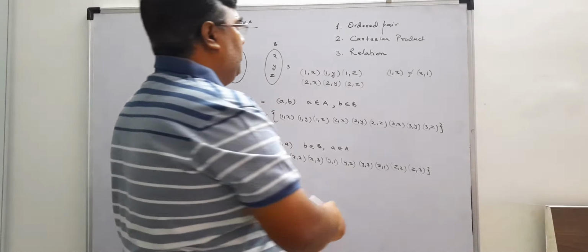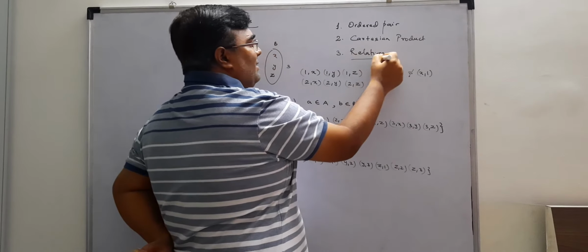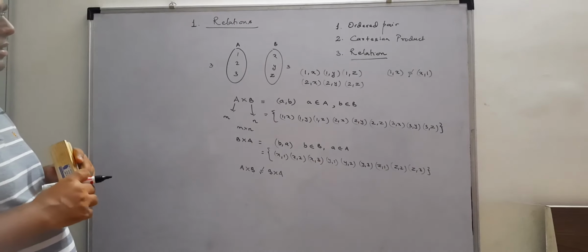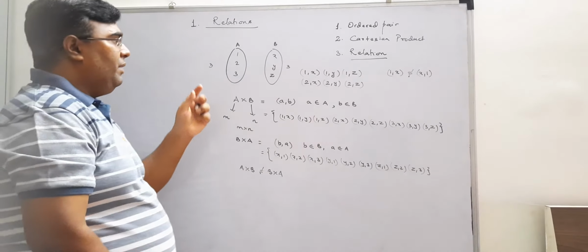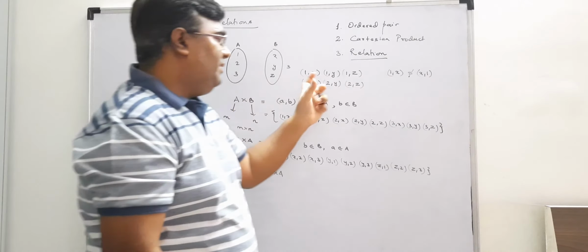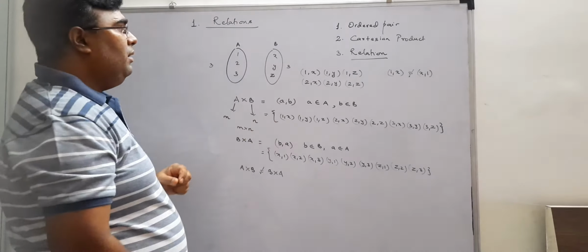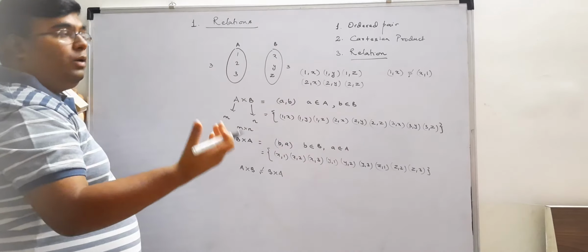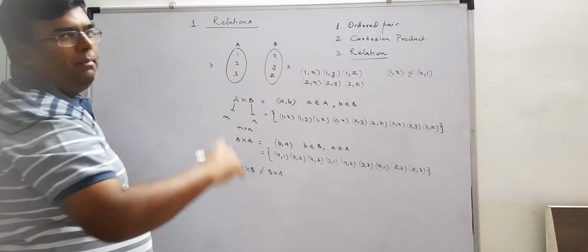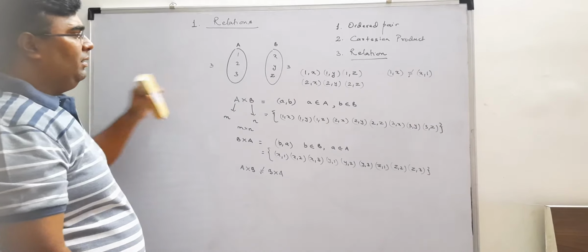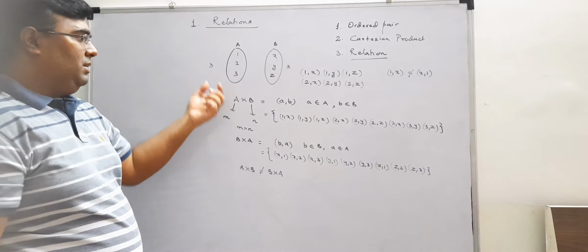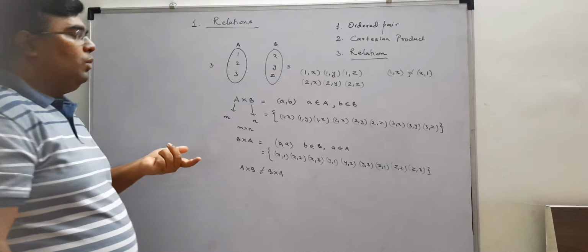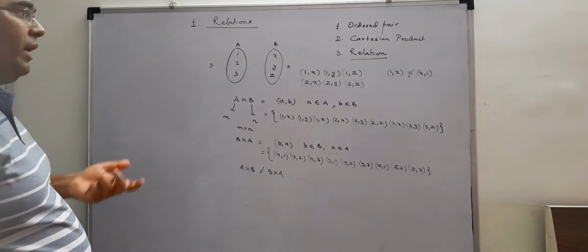Now let us come to my third point, which is relation. A relation is defined between two sets A and B, where an element of A is related to an element of B in some manner. Here there is no relation; there are randomly taken values, 1x, 2x kind of thing. There is no relation between 1 and x, 2 and y.